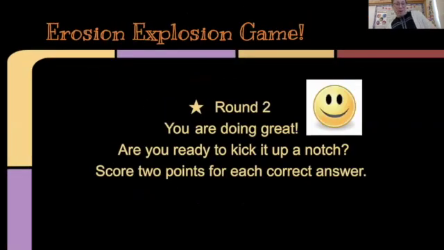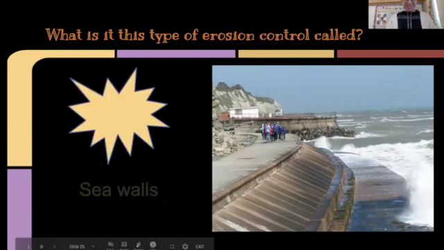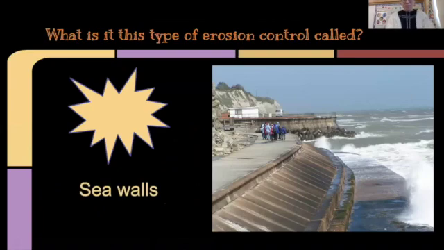Moving on to round 2, here we go. It says, you are doing great. Are you ready to kick it up a notch? Score 2 points for each correct answer now. Here we go. What is this type of erosion control called? So these types of erosion controls protect against tides and winds of the ocean. What is it called? Pause if you need more time. The answer is seawalls.